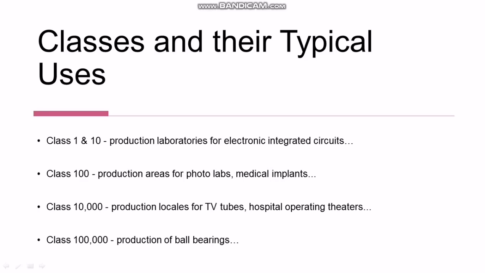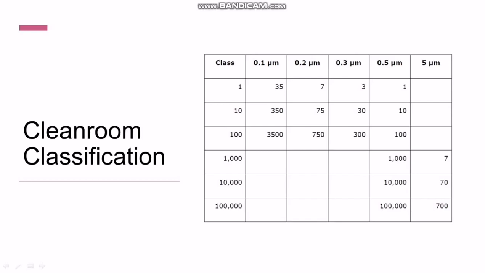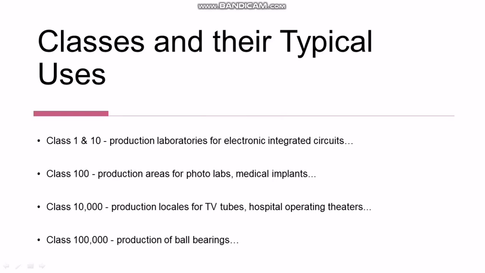Class 10,000 is for production locales for TV tubes and hospital operating theaters, and this class is for production of ball bearings. Like you are producing ball bearings, so you don't need airborne particles to get inside the ball bearings. We don't need any friction in a ball bearing. So these are some classes and typical uses. And you can analyze from this table how many microns you require, and which area is your area, which space is your space in which you are producing something.